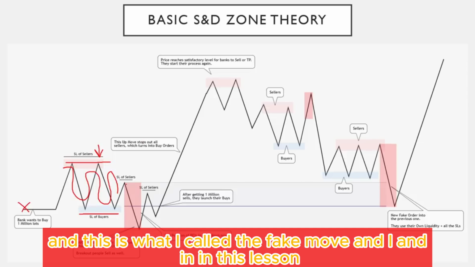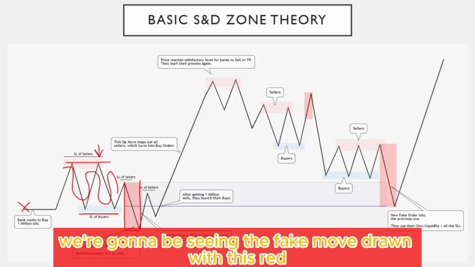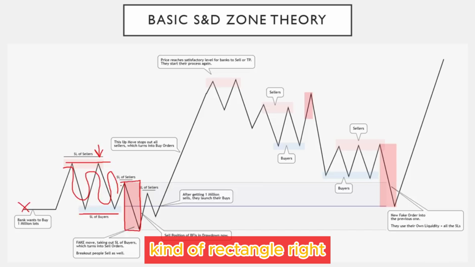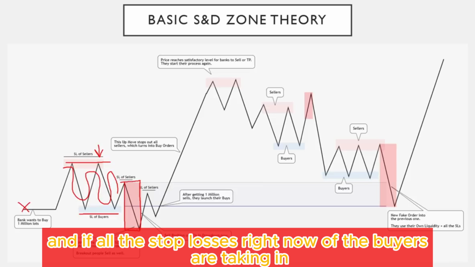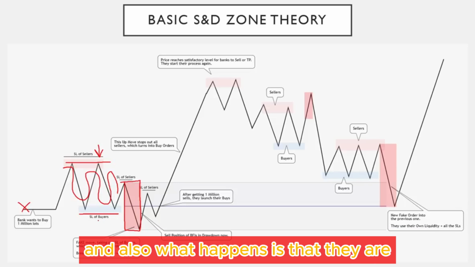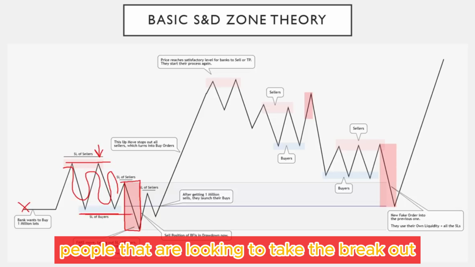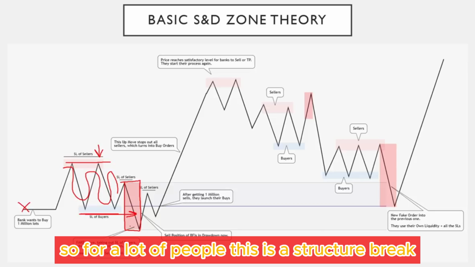And this is what I call the fake move. And in this lesson, we're going to be seeing the fake move drawn with this red kind of rectangle, right? And if all the stop losses right now of the buyers are taken in, they turn into sell orders. And also what happens is that there are people that are looking to take the breakout. So for a lot of people, this is a structure break.